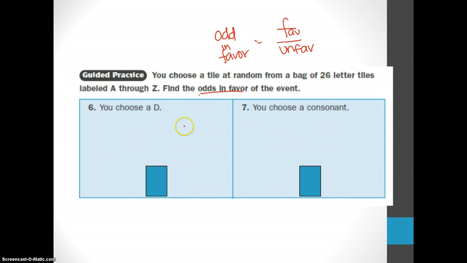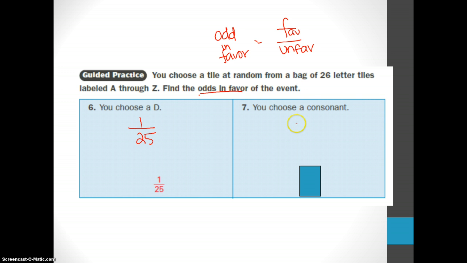Pause the video, try 6 and 7. Always simplify if you can. You choose a letter D. Well, there's only one letter D in a bag of 26 letters labeled A through Z. And by the way, I don't believe the letters repeat. The unfavorable outcome would be 25, so 1 out of 25.